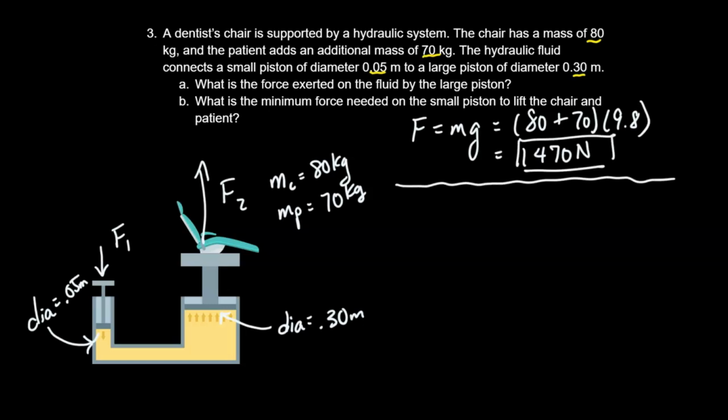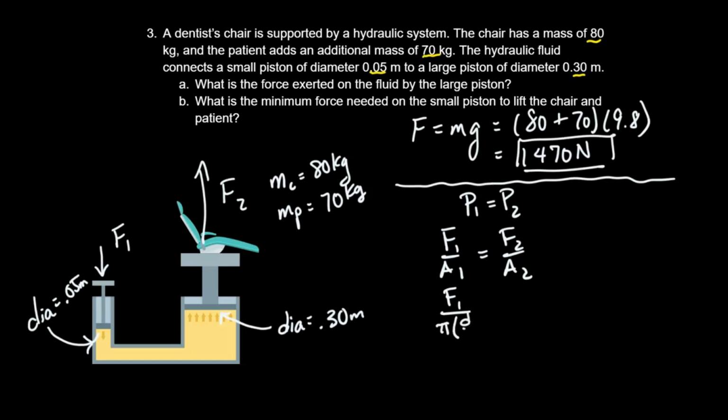All right. And then using that, we're going to solve part B. What is the minimum force needed on the small piston to lift the chair and the patient? So we know the output force is 1,470. What is the input force? We're going to start off by setting the pressures equal to each other on the small piston and where the large piston is located. And then we know pressure is force over area. So F1 over A1 equals F2 over A2. And we also know that even though we don't have the area, we have the diameter, so we can use pi r squared.